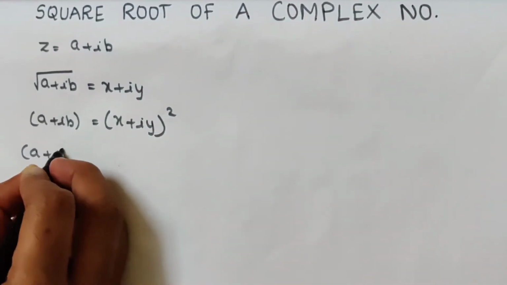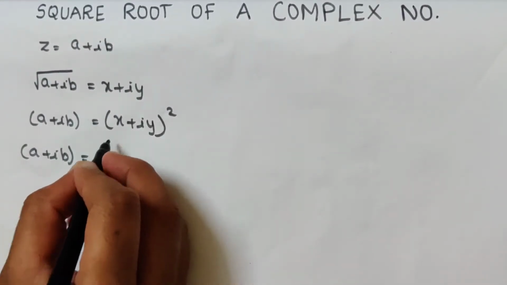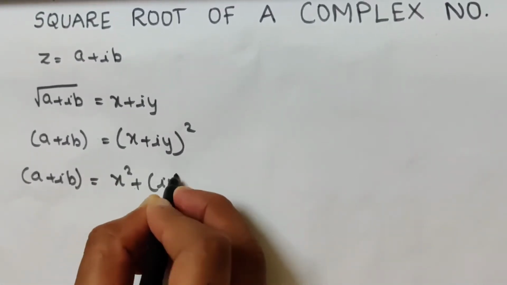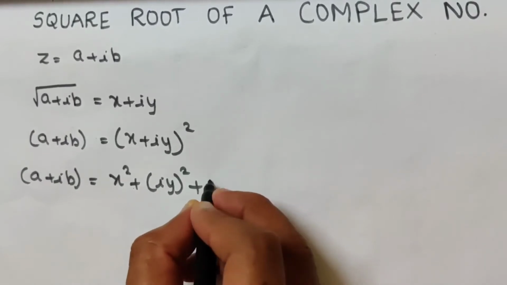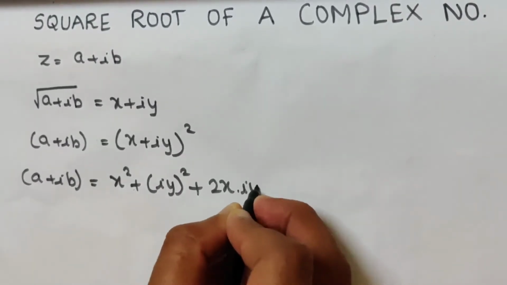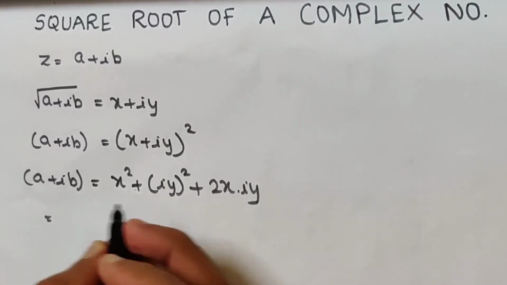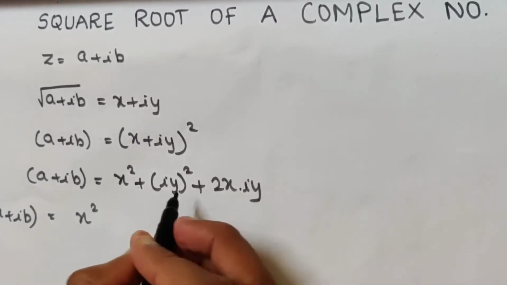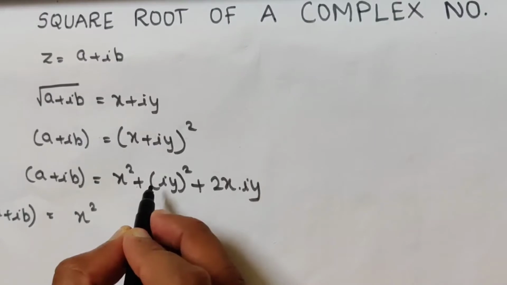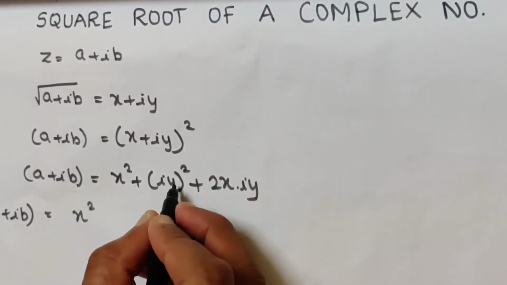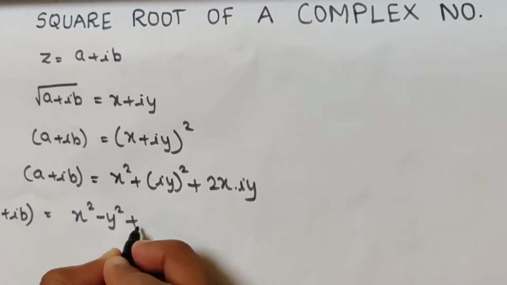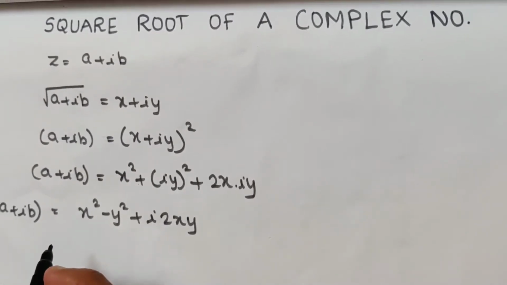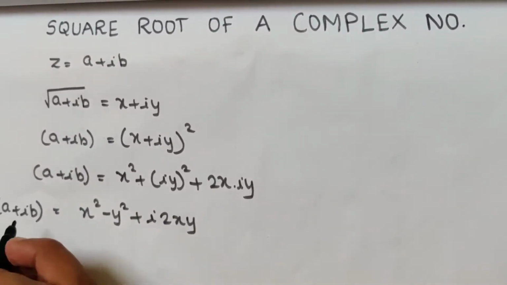A plus ib equal to, this is the a plus b the whole square format, so x square plus iy the whole square plus 2 into x into iy. Again, a plus ib equal to x square plus i square y square. The value of i square is minus 1. So it is minus y square plus i 2xy. Now I am going to equate the real and imaginary components on both sides.